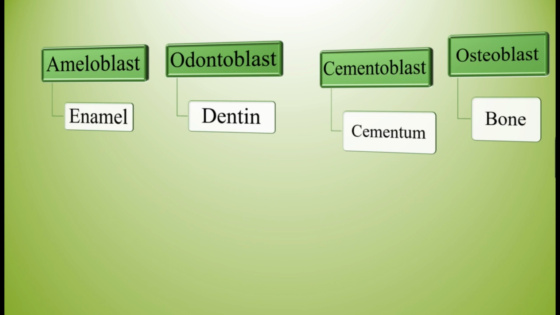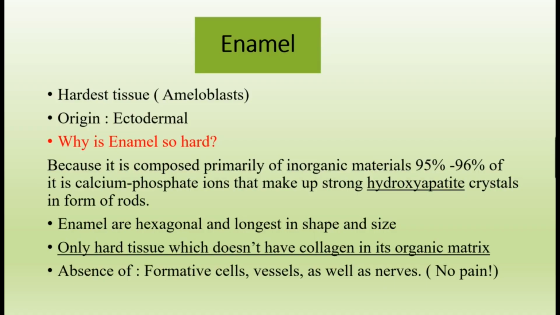अब जो चीज important है ये remember करना, that the cells which form the tissues end with blast, and the cells that resorb the tissues have clast in the end. So ameloblast forms enamel, produces enamel, or you can say. And odontoblast produces dentine, cementoblast produces cementum, and osteoblast the bone.